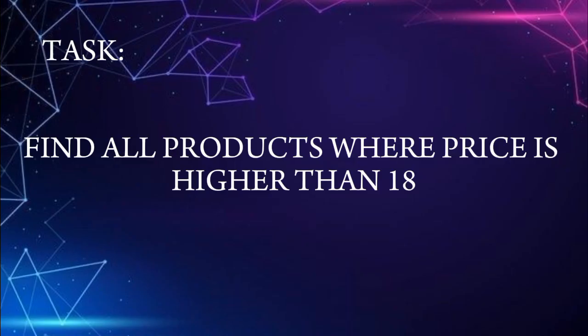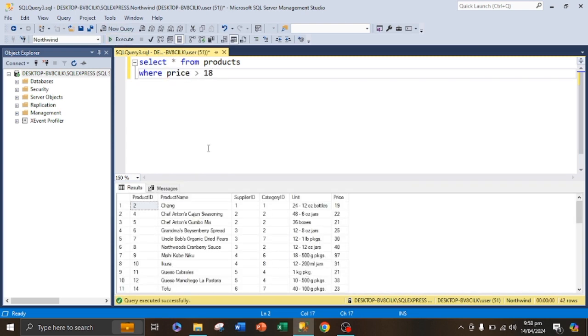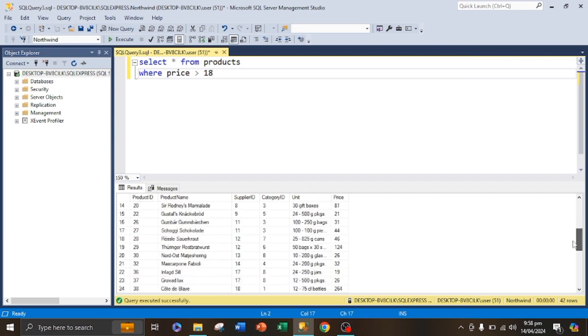Find all products where price is higher than 18. So the syntax that we will use is SELECT * FROM products WHERE price > 18. As you can see, all this data is higher than 18. Let's go to the next operator.